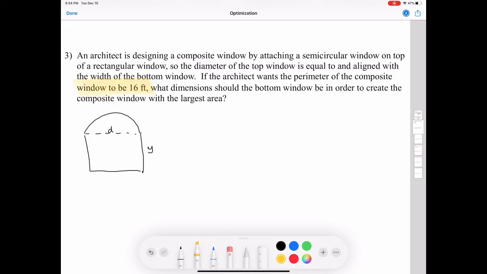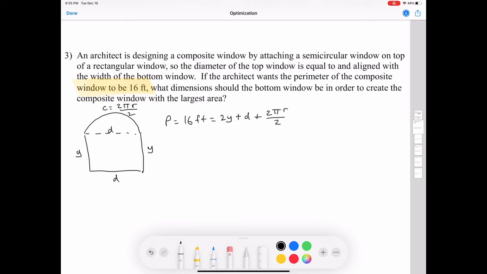If the architect wants the perimeter of the composite window to be 16 feet, okay, so that means we are going to say that's going to be y, y, d, and remember this is half a circle, so the circumference is 2 pi r over 2. Right? So let's write that the perimeter is 16 feet, and this is equal to 2y plus d plus 2 pi r over 2.